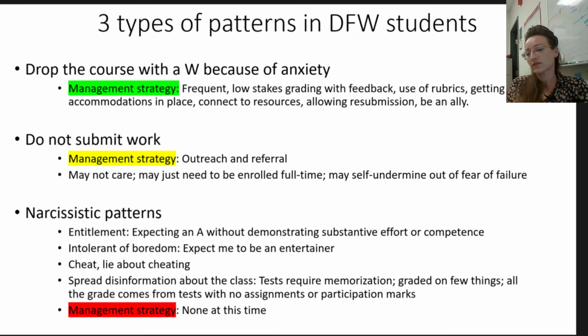I have noticed 3 patterns in my own DFW students, and some students show all 3 patterns at once. Some students will panic and drop the course with a W because of anxiety. They don't think that they can cope. My management strategy for that is to use frequent low-stakes grading with a lot of feedback, open book testing, rubrics, getting one's accommodation in place, connecting people to resources, allowing resubmissions, and generally communicating that I'm your ally and not out to get you.